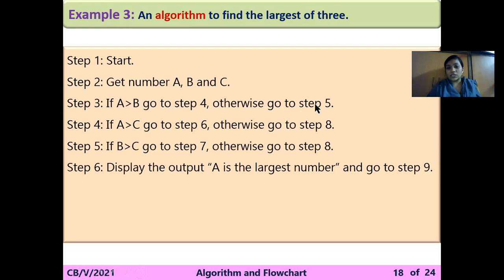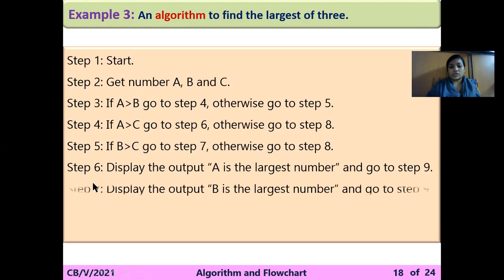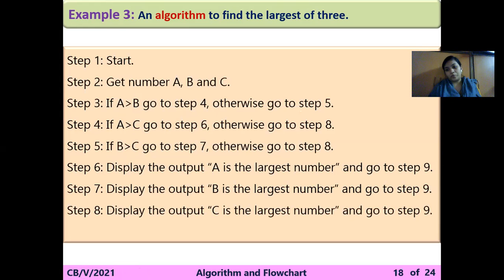But if the condition is wrong, we have to check this condition, meaning B is the larger, A is the smaller. So we are comparing B and C now. If B is the larger, then go to Step 7. This is Step 7: display the output, B is the larger, otherwise go to Step 8, C is the larger number. So this is somewhat complex.